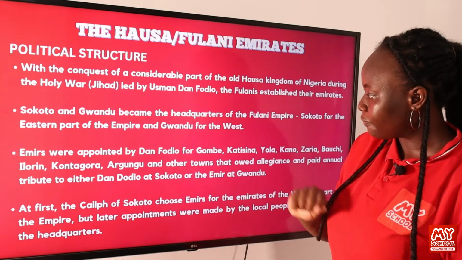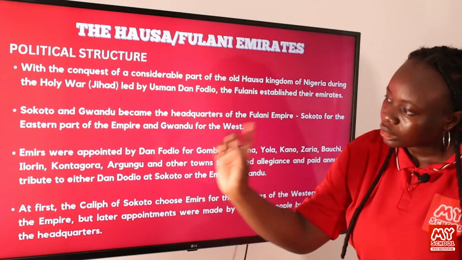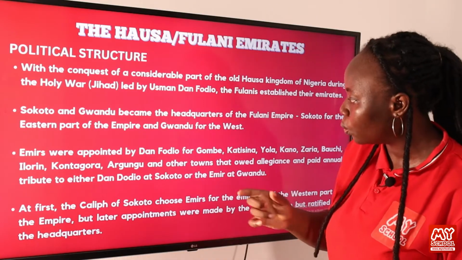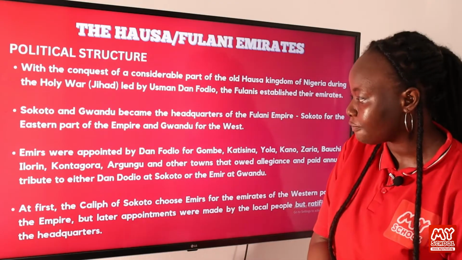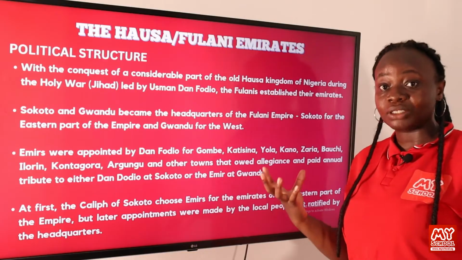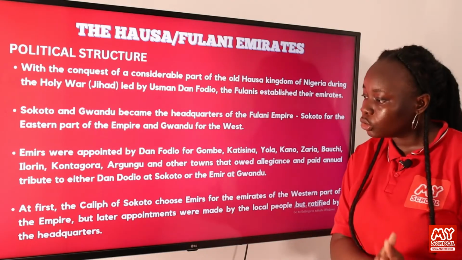Emirs were appointed by Dan Fodio for Gombe, for Katsina, Yola, Kano, Zaria, Bauchi, Ilorin, Kotangora, Agogo, and other towns that owed allegiance and paid annual tribute to either Dan Fodio at Sokoto or the Emir at Gwandu. So this is how the power structure was during that time.